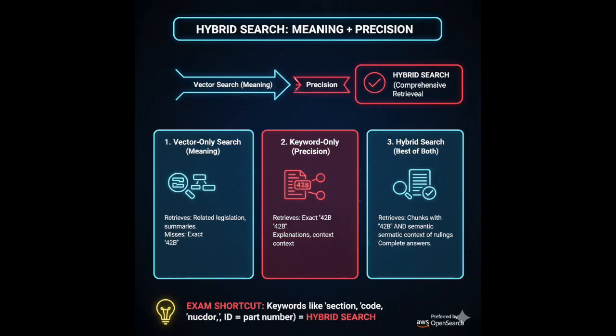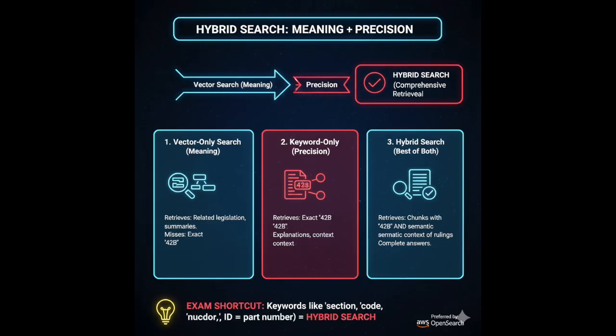Now enter hybrid search. Hybrid search means semantic search and keyword search working together. You're no longer asking just, what does this mean? You're also asking, does this text contain this exact thing? Vector search handles meaning. Keyword search handles precision. Together, they cover each other's blind spots.